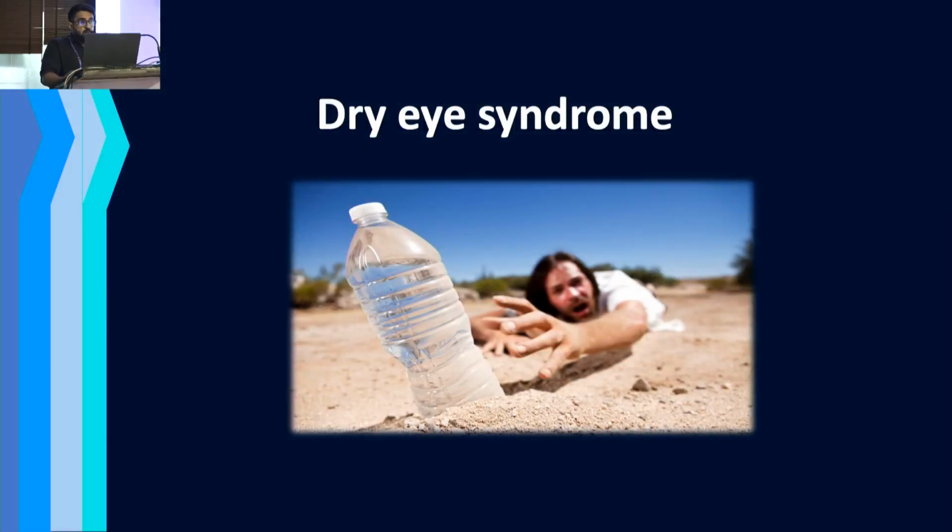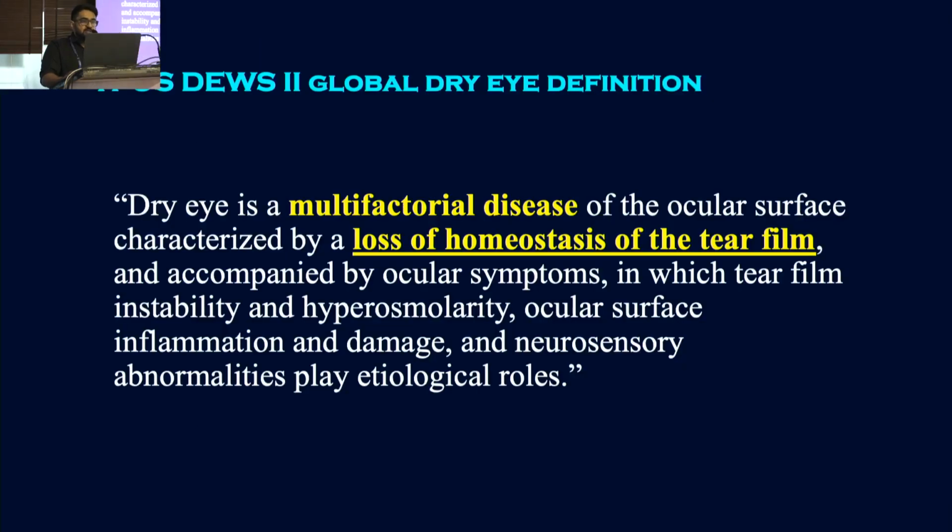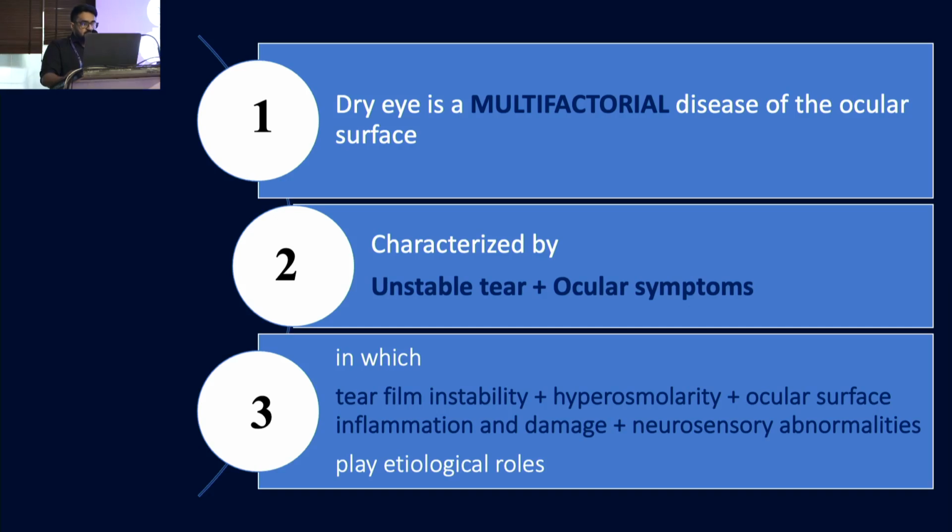Dry eye syndrome is a vast topic. I cannot cover it within this time, but I need you guys to take something home from this. So this is the TFOS DEWS II definition. It's a very large definition. We can break it down into three. It's a multifactorial disease characterized by unstable tear film and ocular symptoms.